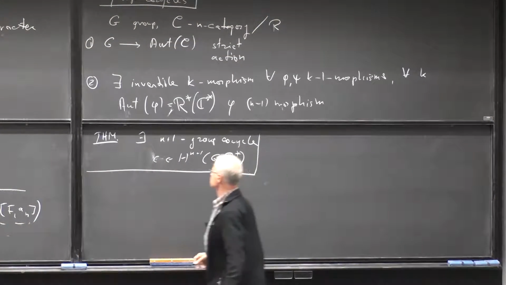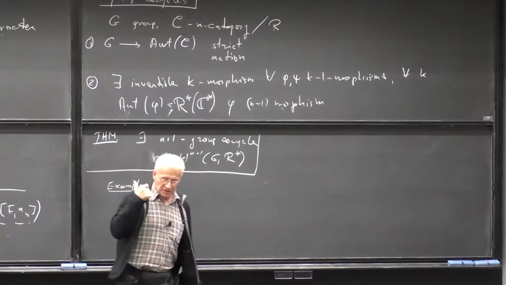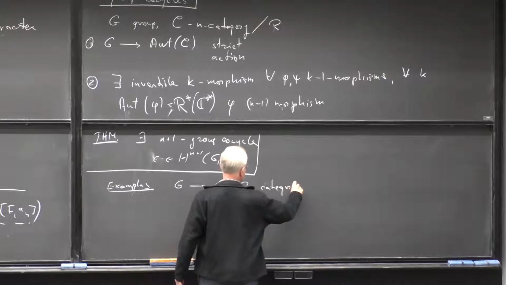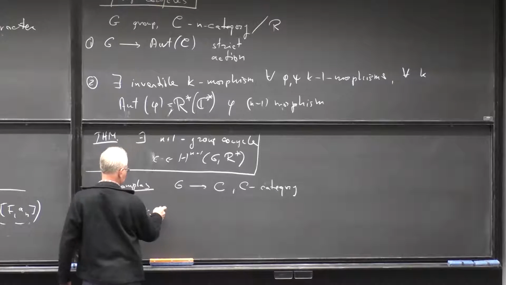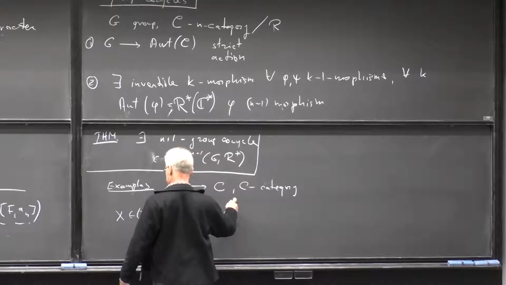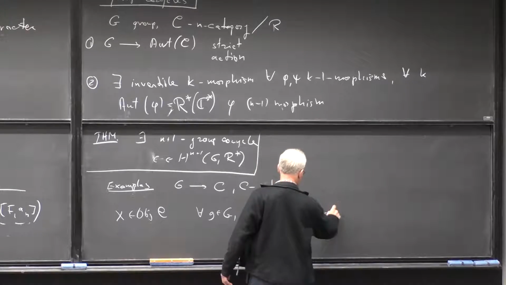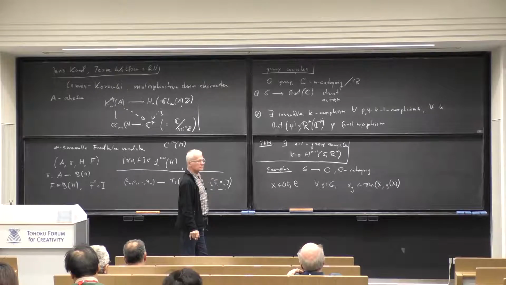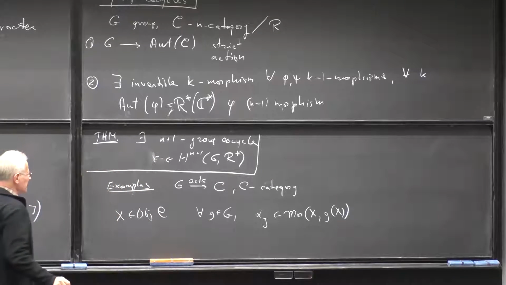So, examples. One-dimensional case. Suppose that G acts on the category C. So what we do is the following. Pick up a single object X, and then for every group element g, we will pick up alpha_g, which is a morphism from X to gX.